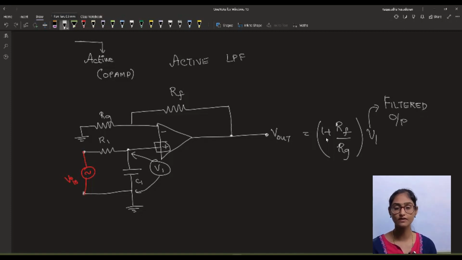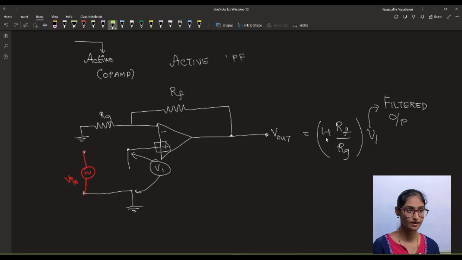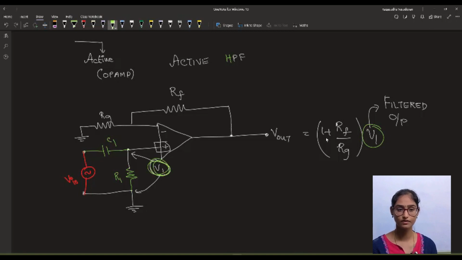Similarly, for a high pass filter, how will you design? It is just the same. We will be swapping both these components. For a high pass filter, we will connect the C1 here and connect the R1 like this. Now this will be the output V1, which is across this R1. So this is a high pass filter.